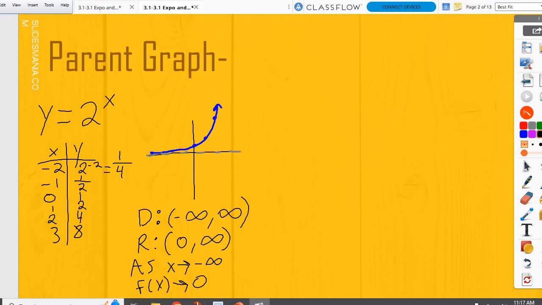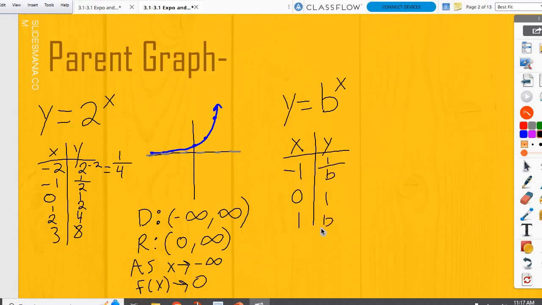Now, this is specifically 2 to the x, but we could make this more generalized and just make it b to the x, and it is going to follow that same pattern. Usually we just stick with 3 key points, so -1, 0, and 1. When we plug in 0, we are always going to get 1. When we plug in -1, we're going to get 1 over b, and when we plug in 1, we're going to get b. Now, for this type of graph, my blue graph, this is specifically a growth graph.